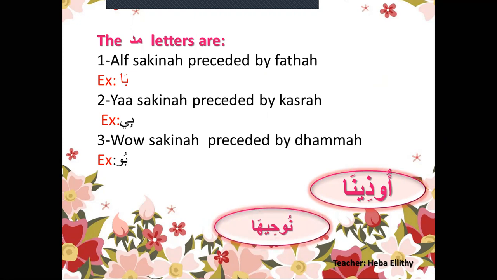Like the word nuhiha: nun dhamma and waw sukoon, mom and her daughter here. Ha kasra and ya sukoon, mom and her daughter here. Ha is ha fatha and alif sukoon. That means mom and her daughter too. Same thing. Nu is equal he, is equal ha, is equal u, is equal the, is equal na.